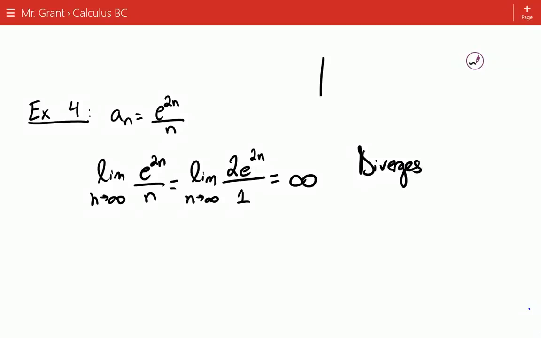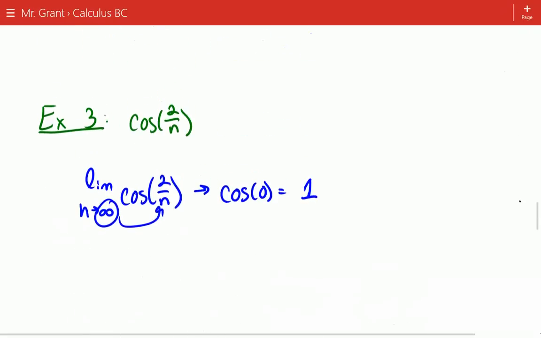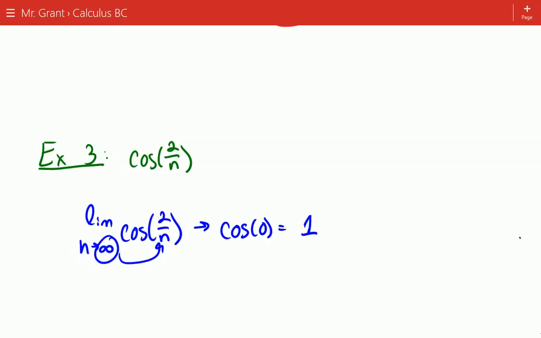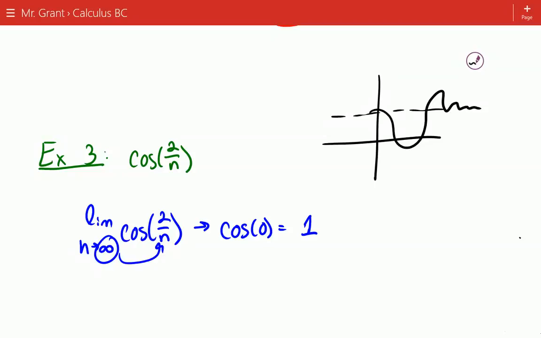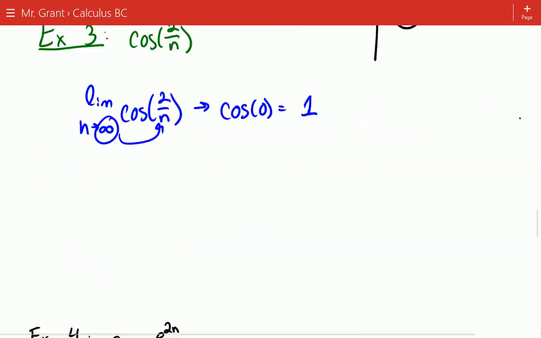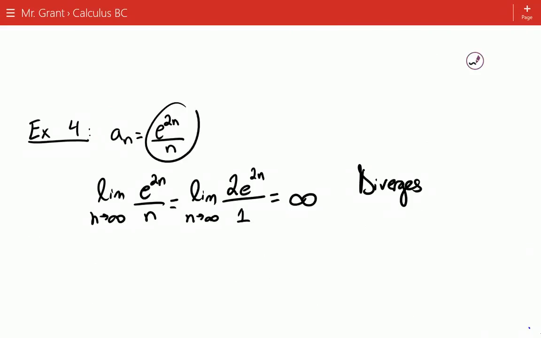If it ever goes to infinity, think about the graph. It means the graph is getting infinitely large. It's not approaching a point. Ultimately, what we did on the first 3 examples is we found horizontal asymptotes. We saw that the cosine was approaching 1 here, and so on and so forth. We're finding that asymptote that the graph is getting closer and closer to. This graph has no asymptote, therefore it diverges. The terms don't get closer and closer to a number.